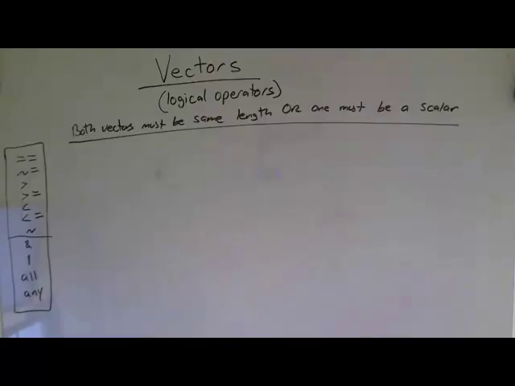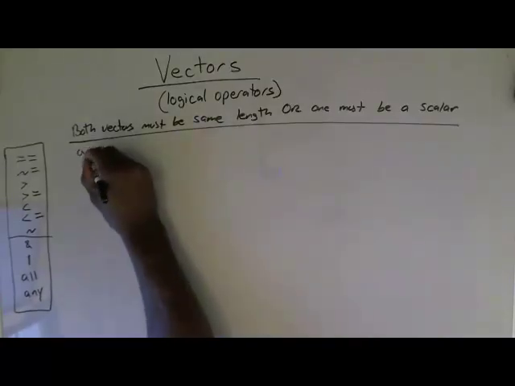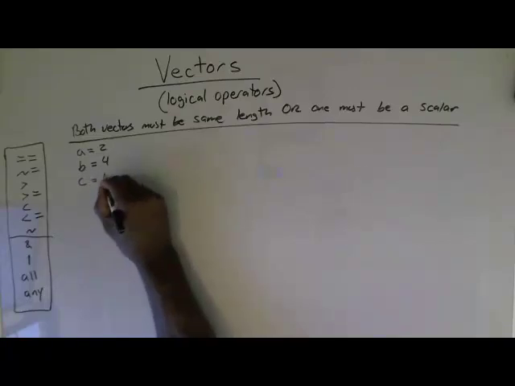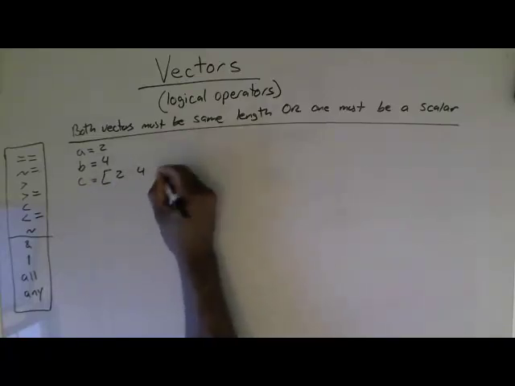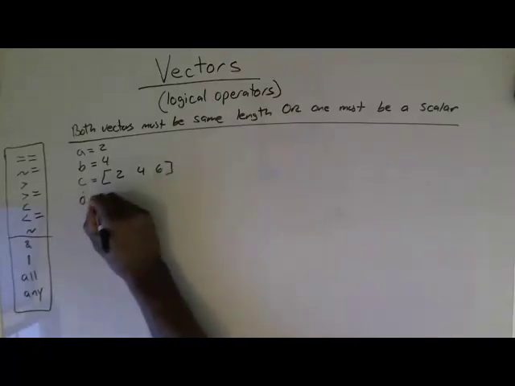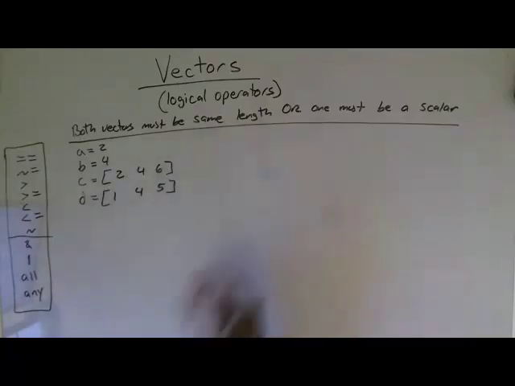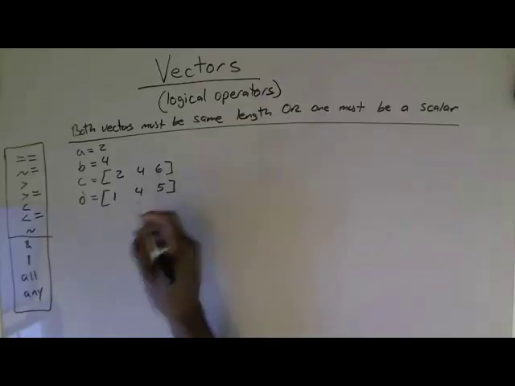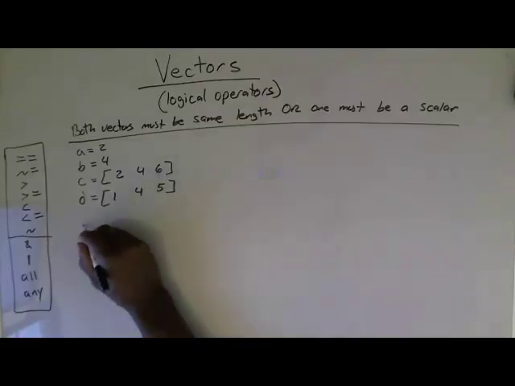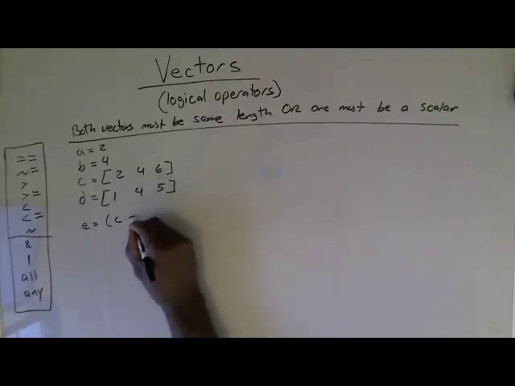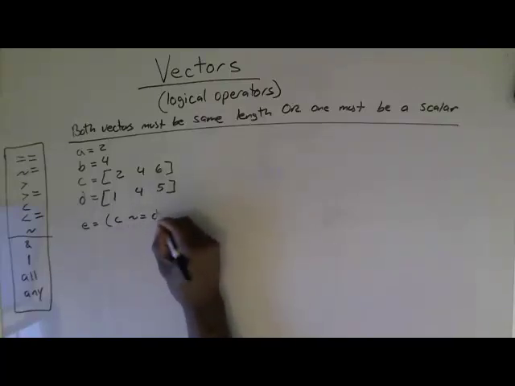Let's give some examples. So let's go back, and once again, say A equals 2, B equals 4, C equals 2, 4, 6, D equals 1, 4, 5. Now, we can do a whole host of things. So let's look at some things. Let's say I now say E equals C not equal to D.